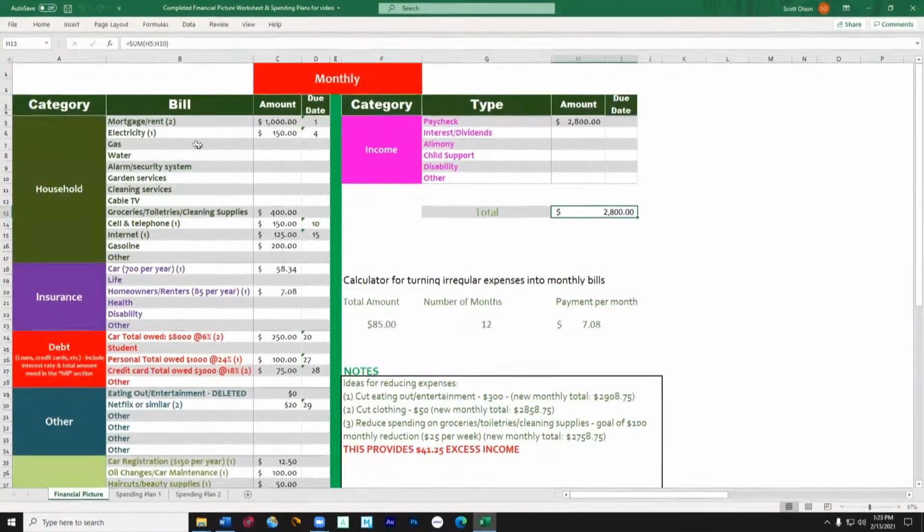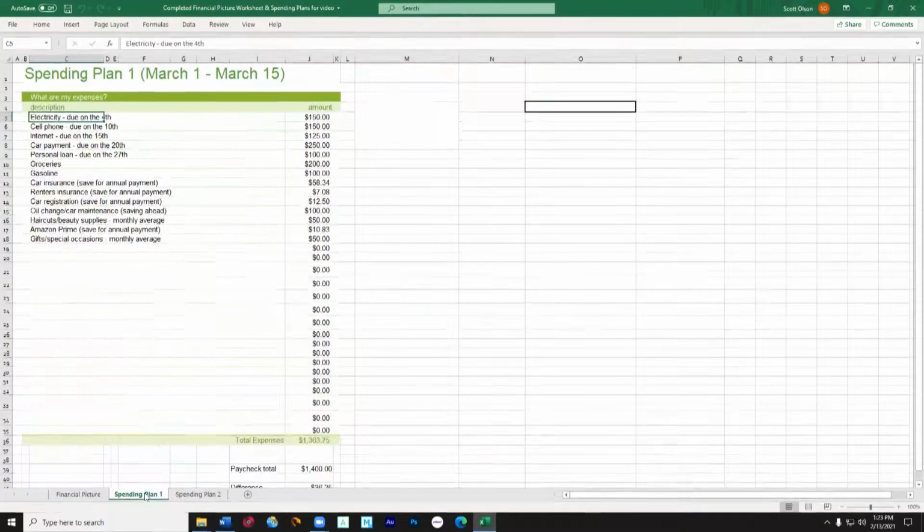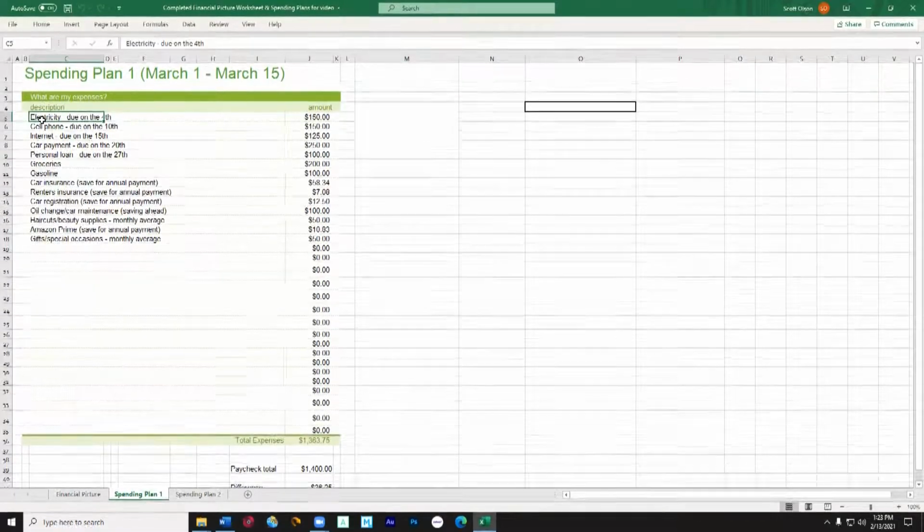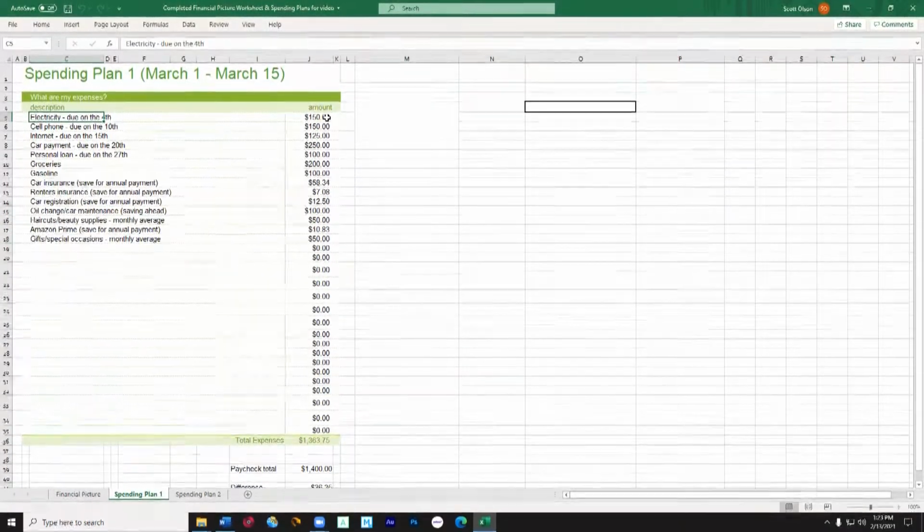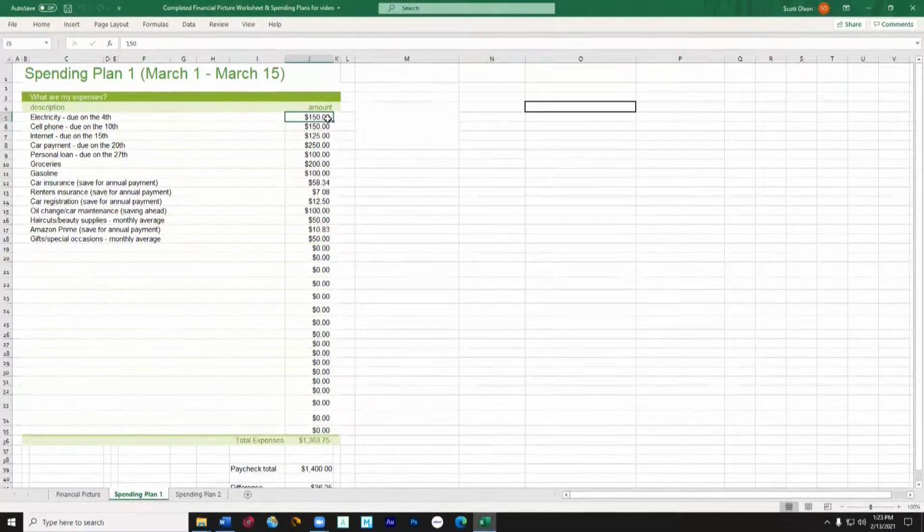So if you go back to your financial picture, the next expense is the electricity, and that is due on the 4th. So we have a couple of days after the 1st. So we're going to go ahead and put that on our first spending plan. And you can see that I've done this already. Electricity due on the 4th, $150.